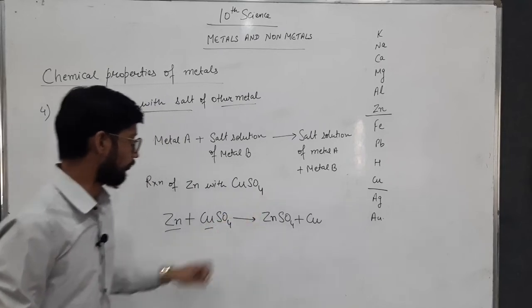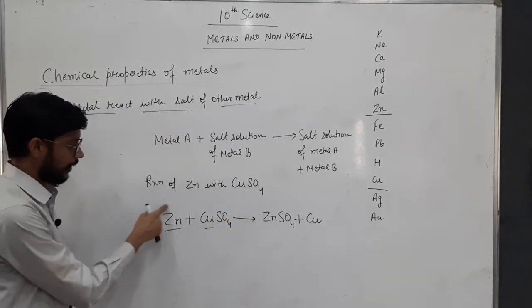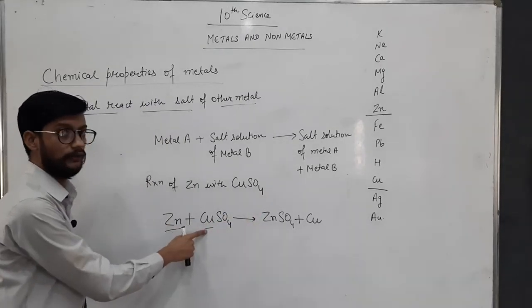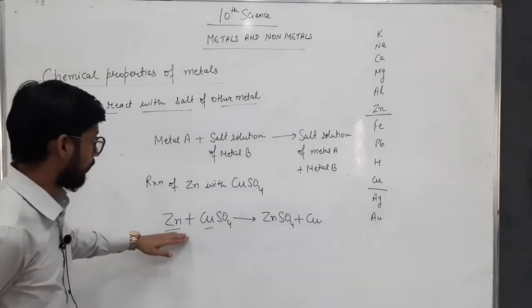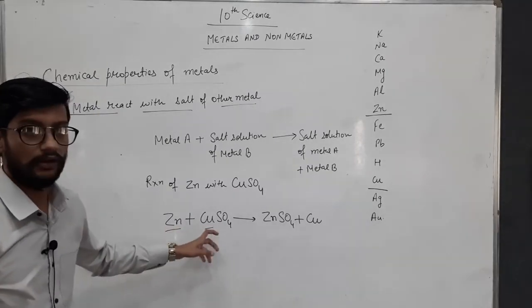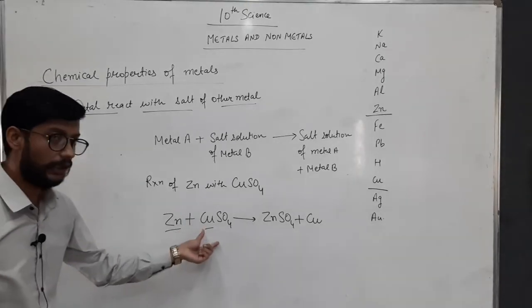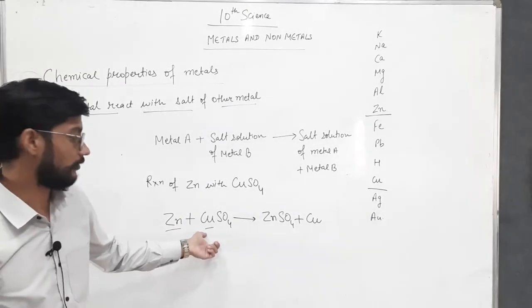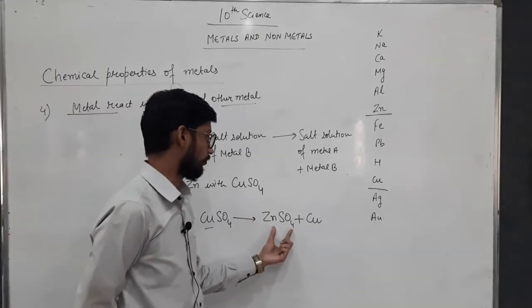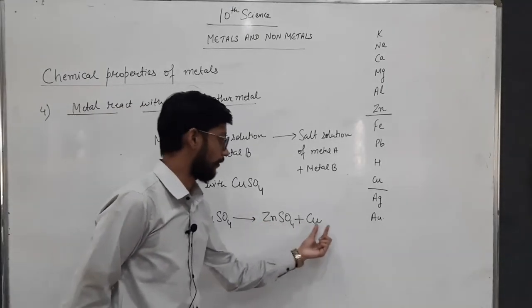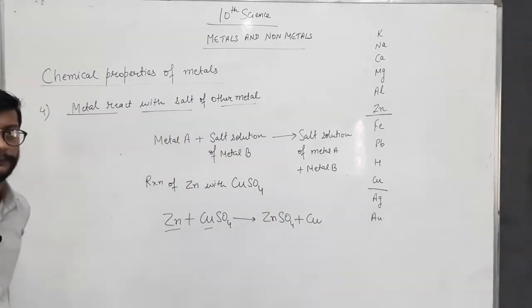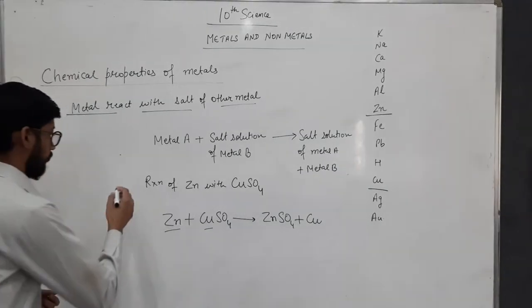You just have to check whether this metal A is more reactive than metal B. If this metal A is more reactive than metal B, then this metal A will displace metal B from the salt solution and you will get salt solution of metal A plus metal B. This is the first reaction.